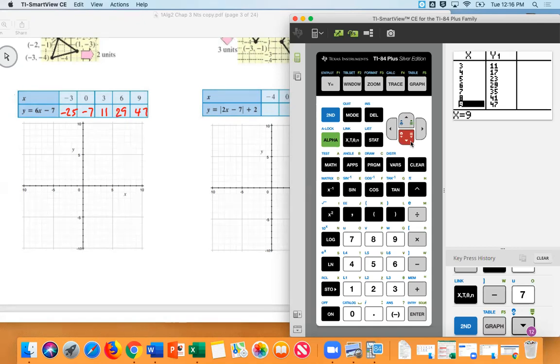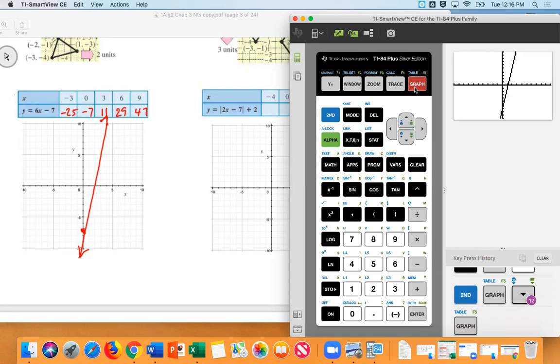Now I have to graph it, so I'm going to plot these points. I don't have a ton of points I can plot because -25 is not going to be on my graph, and 47 is not going to be on my graph. So I'm going to plot 0, -7, and 3, 11. I'm going to do my best to connect those two dots, and my line would look something like this. And if you really want to know what it looks like, you can always hit graph. My graph and that graph look very similar.